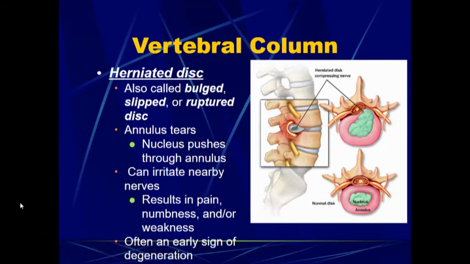A herniated disc, also called a bulged disc or a slipped disc or a ruptured disc, is when the annulus, the outer part, tears. And if that tears, then the nucleus, the inner part, is going to start pushing through. When that happens, it can irritate nearby nerves and cause pain. It can cause numbness and tingling, because it's interfering with the spinal nerves that are going to and from the spinal cord.